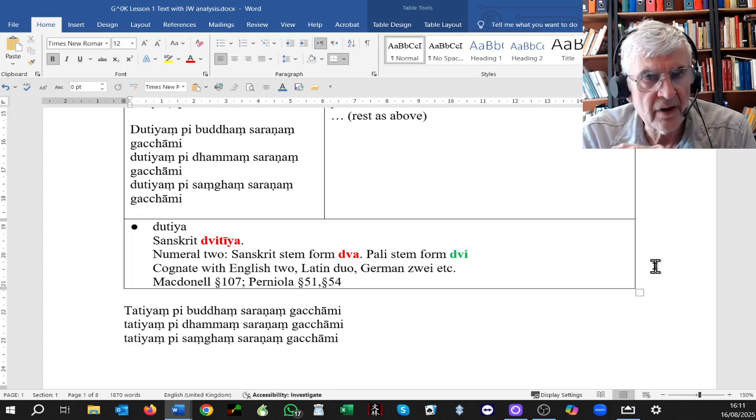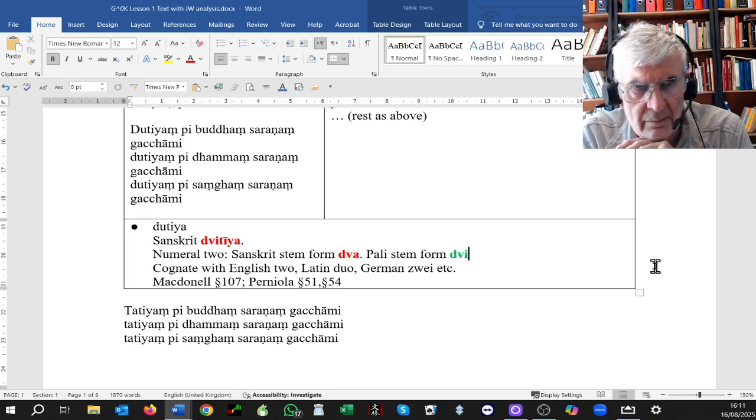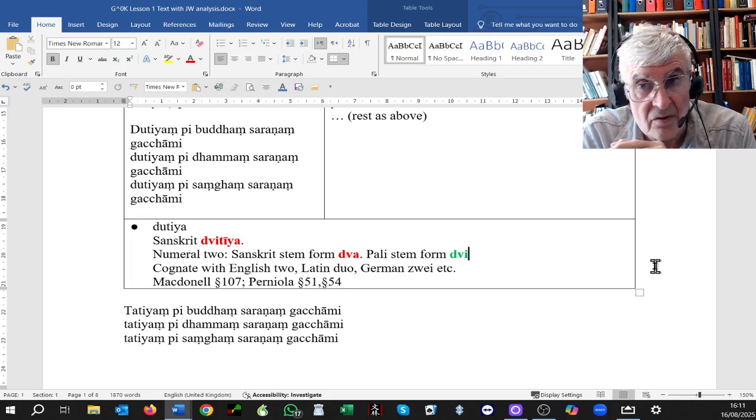And as I say, with the adjectival form dutiya. Dutiya, it's deuteros in Greek, pronounced in modern Greek as in Deuteronomy, which is the second law, the second book of the law in the Bible. So dutiyampi.